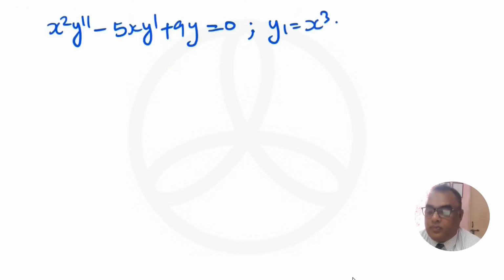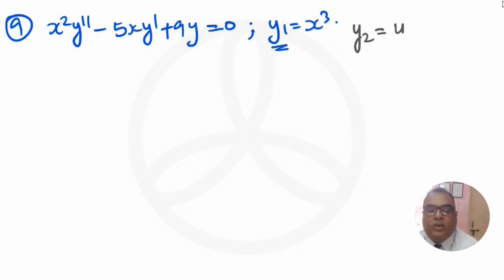So we have come to question number 9. Okay, and this is a truly reduction of order question. It's very nice. What we need to do is we will assume the second answer. We have to find the second answer for this. We will assume the second answer as a multiple of first answer, which is y2 is equal to u y1, or y2 is equal to u x cube.